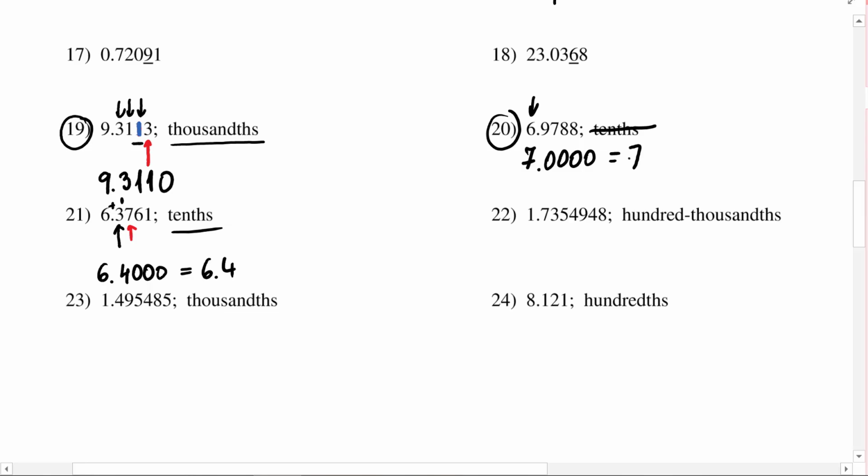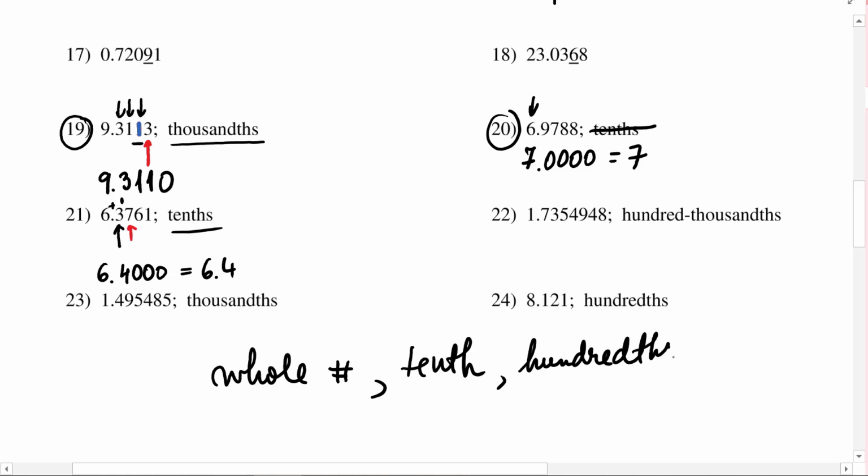So popular rounding in our class is going to be to the whole number, which is right before the decimal point, to the tenth, which is 1 decimal after the decimal point, or to the hundredth, which is 2 decimals after the decimal point. Usually the hundredth is more popular because that means to the nearest cent, because that's what we do when we deal with money. I hope this helps.